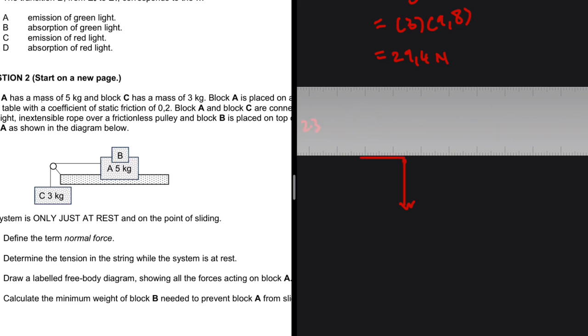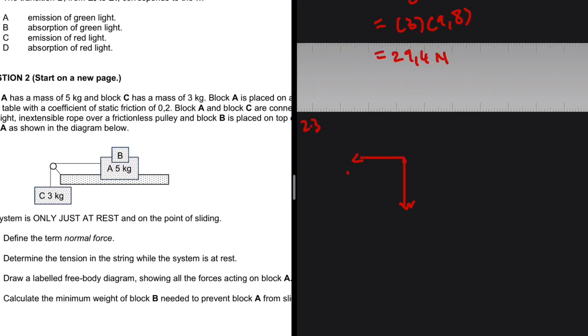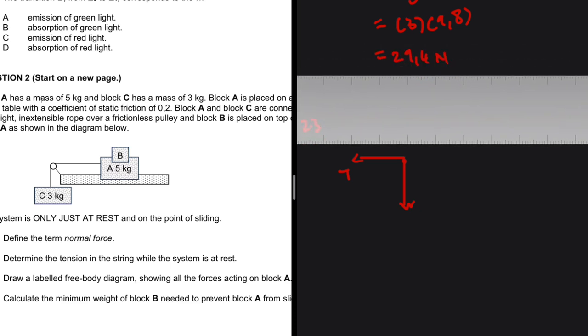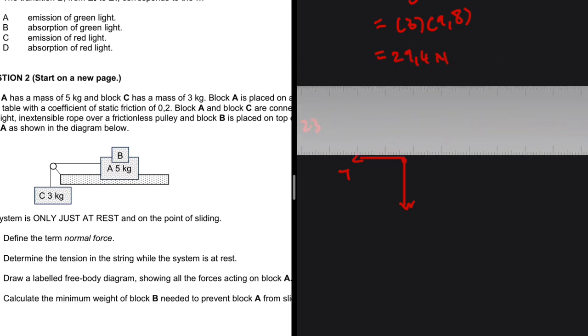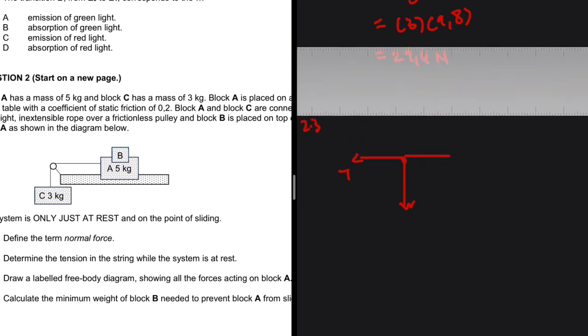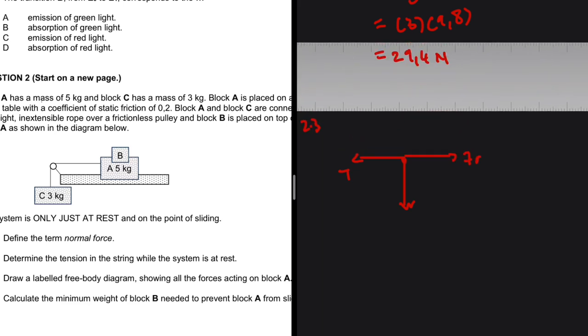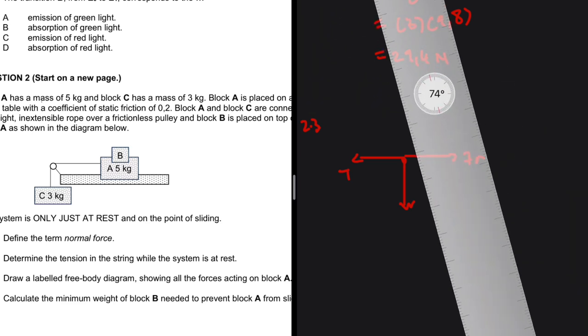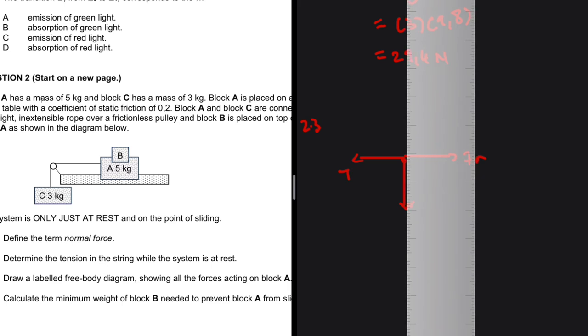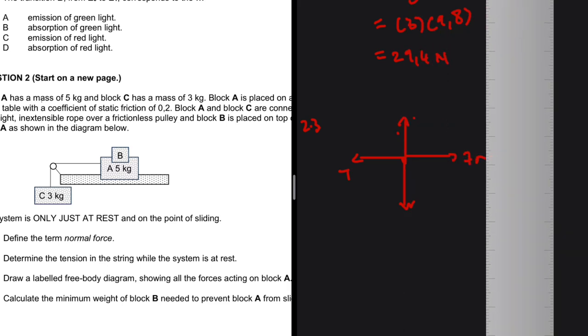So we have tension going to the left, and then we have some coefficient of static friction. That tells us as well that we have some frictional force. It will be to the right because the system is about to start sliding to the left. So the frictional force should be to the right. So that is tension, frictional force, weight. What else do we have? A is resting on a surface. So obviously we're going to have the normal force, right?